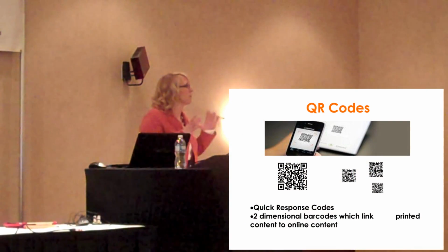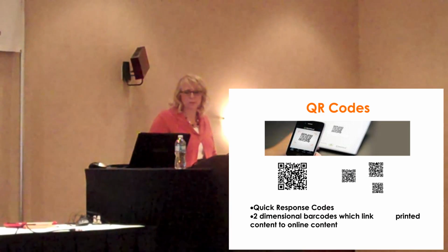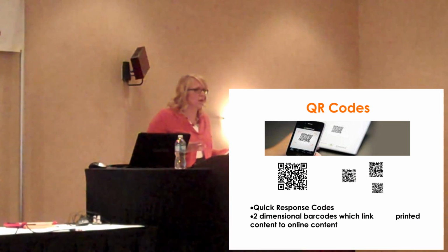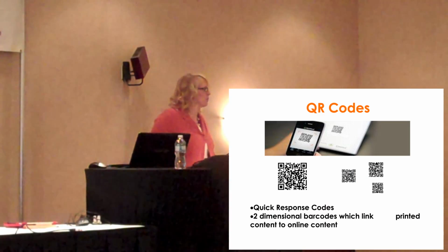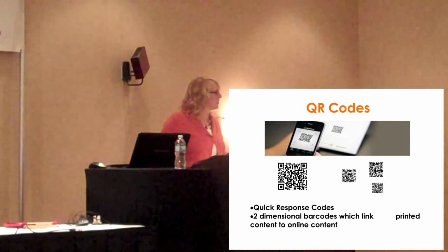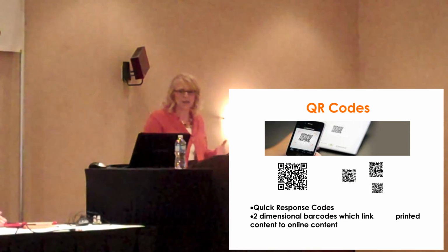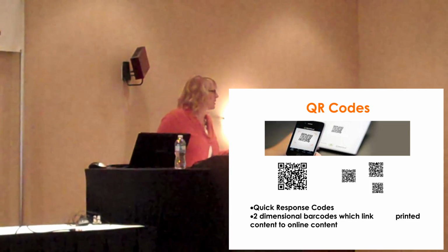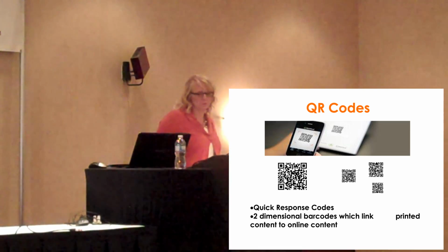QR codes, which you've probably seen, are these little black and white squares all over the place. They're a fairly new technology. They were invented in 1994 by Toyota as a way to track vehicle parts for auto manufacturers. And they've now come into the mainstream, and they're very effective in museum use.